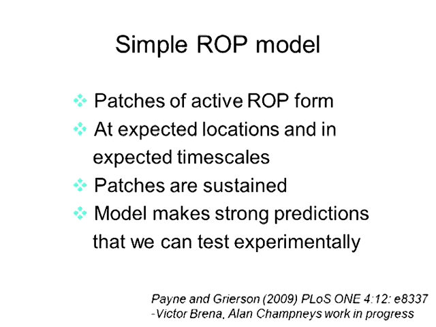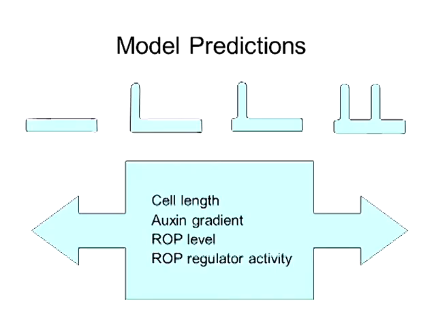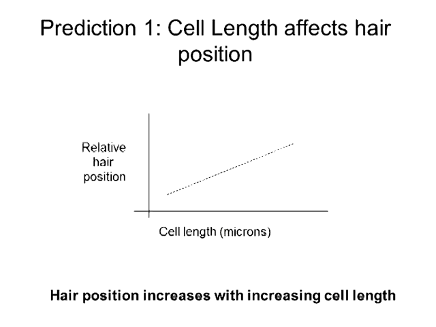Okay, so we have a very simple theoretical model. It's well behaved. So what? Does it make any nice predictions? It predicts that we have a range of phenotypes and that we can move along these by manipulating things like cell length, auxin gradient, ROP level, activity of ROP regulators.